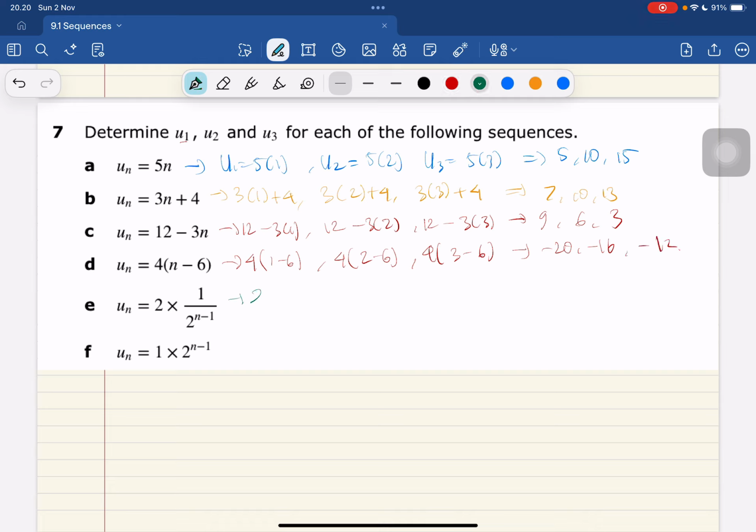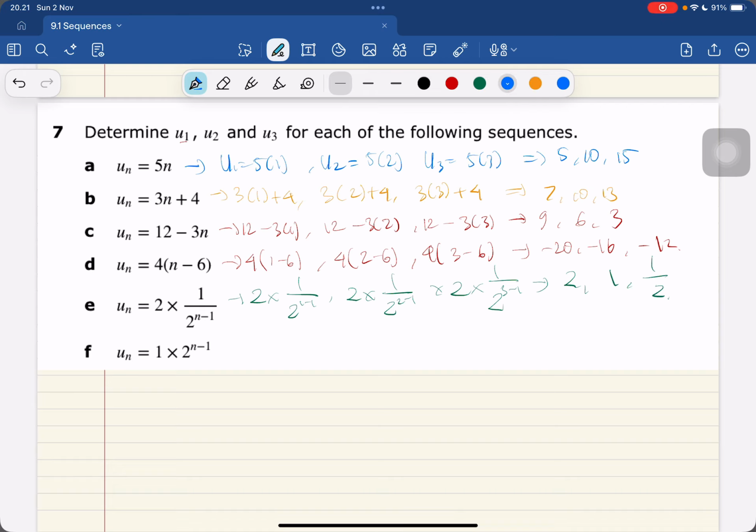Next here, so 2 times 1 over 2 to the power of 1 minus 1, 2 times 1 over 2 to the power of 2 minus 1, and then 2 times 1 over 2 to the power of 3 minus 1. So this will give us the answer of 2, and it's going to be 1, and then 1 over 2.